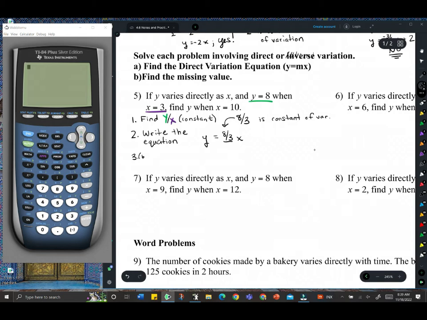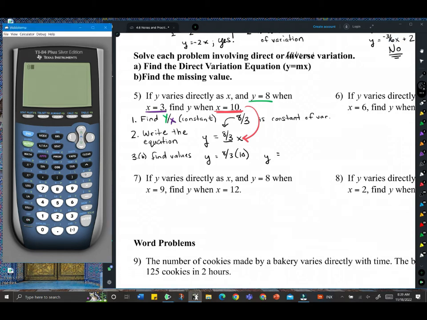Part 3 then is find any missing values. So we are finding y when x equals 10. We're basically just going to plug that 10 in for x and solve that. So again, hopefully you're like, okay, it seems a little confusing at first, but after some practice, hopefully it's not bad. So 8/3 times 10, use the calculator here.